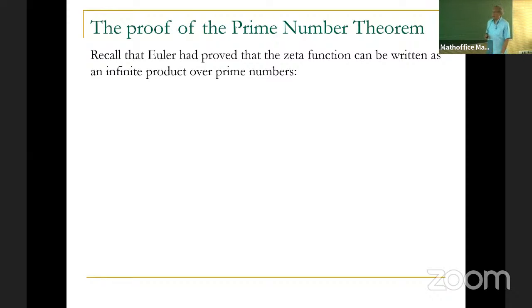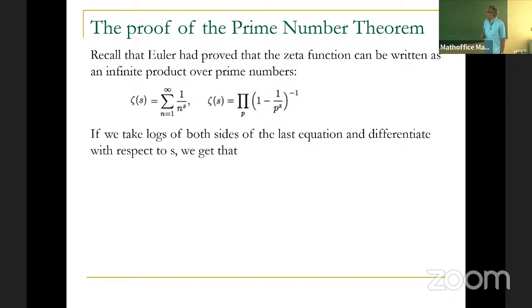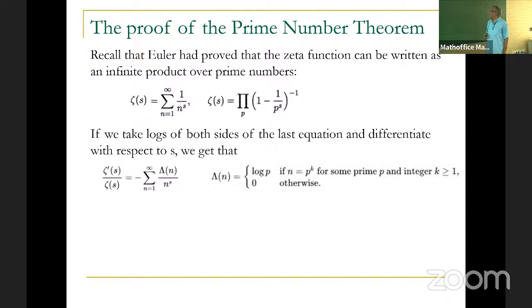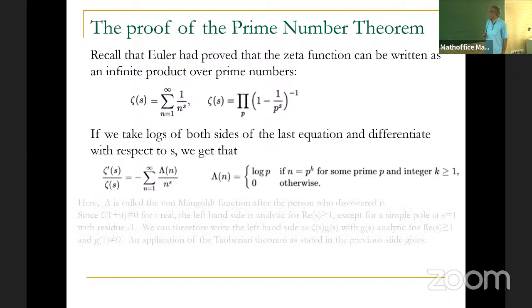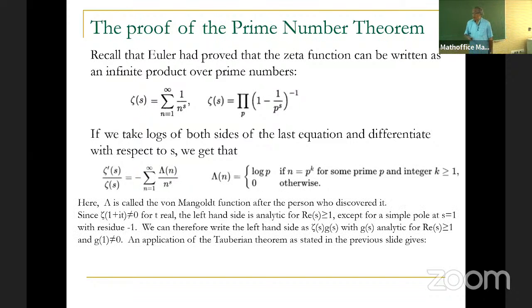Recall that Euler had proved that the zeta function can be written as a product over prime numbers. So you have these two different ways of looking at the Riemann zeta function. And now if you take logs of both sides and differentiate, what's called the logarithmic derivative, you get this Dirichlet series, the sum of lambda(n) over n to the s. And this lambda(n) function is log p if n is a prime power and 0 otherwise. And it's called the von Mangoldt function after the person who discovered it.